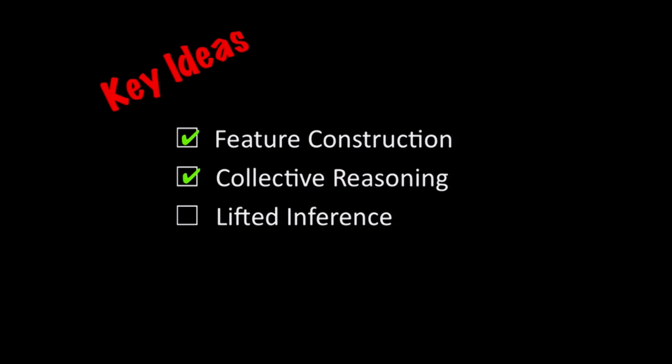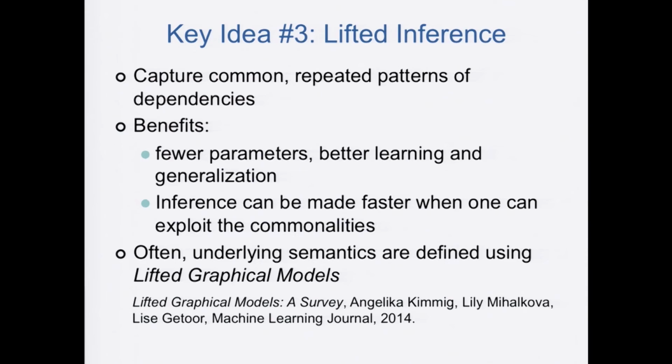And then the last little idea is lifted inference. The idea that when we have this big graph, we don't want the parameters to blow up with the size of the graph. We want to capture common patterns of interaction. How do we parameterize the model in a reasonable way to do that?